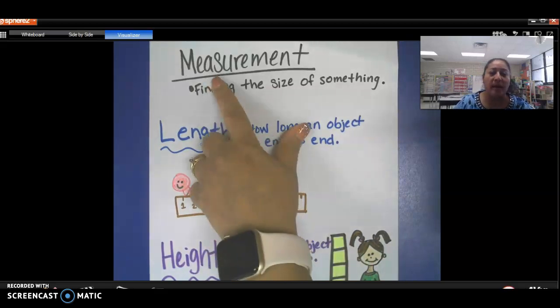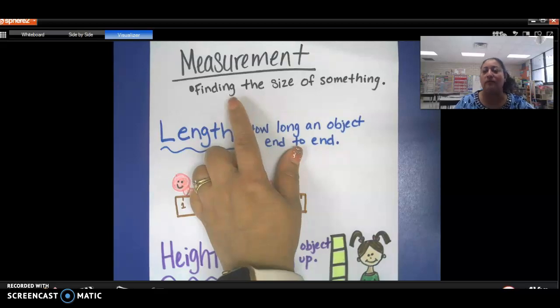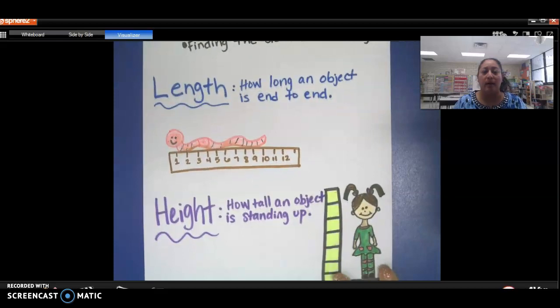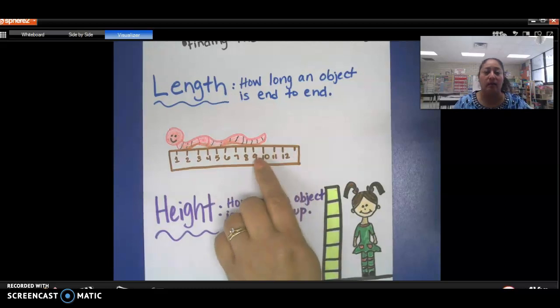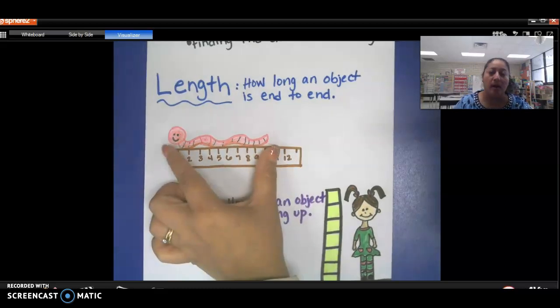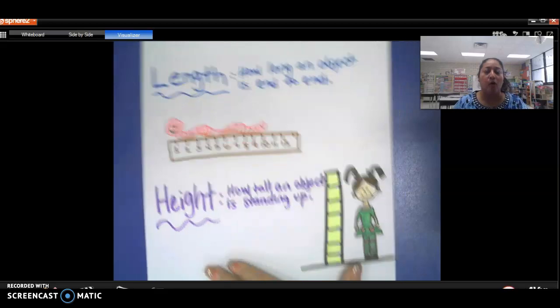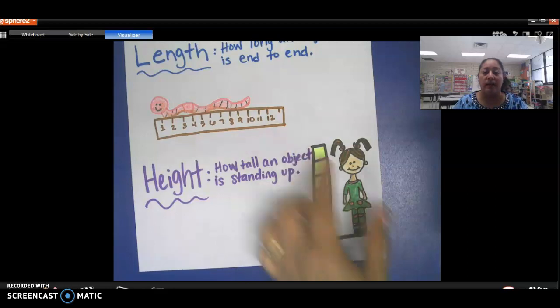So measurement means that you're finding the size of something. If it's small, if it's long, if it's short or tall, little, okay? And there's two different ways that we're going to be talking about when we measure. We can measure by length. That only means that you can measure how long an object is from one end to the other end, okay? Or you can measure by height. And height means how tall an object is standing up.